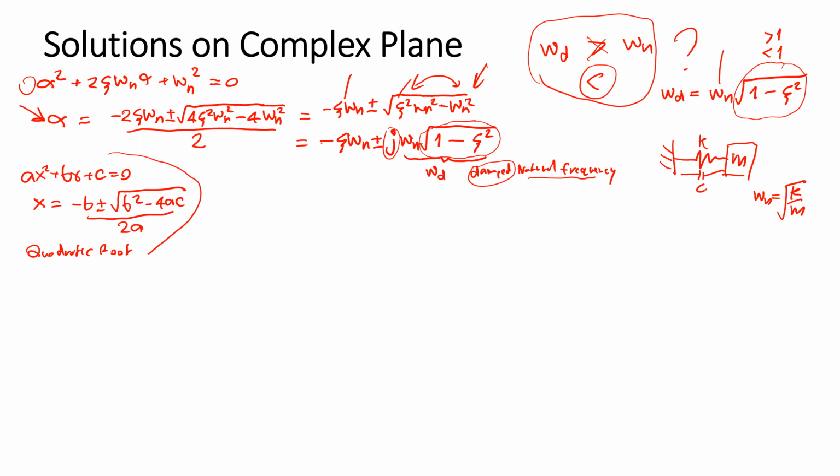So this is the answer. Omega d is always less than omega n. The damped natural frequency: if the original system has omega n as its natural frequency, when we add the damper to the system, it will decrease the natural frequency.